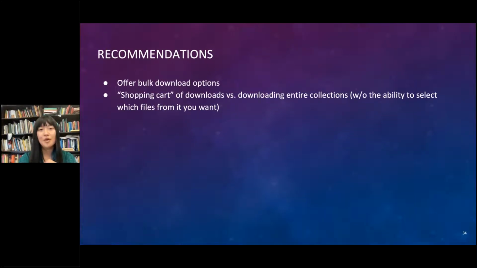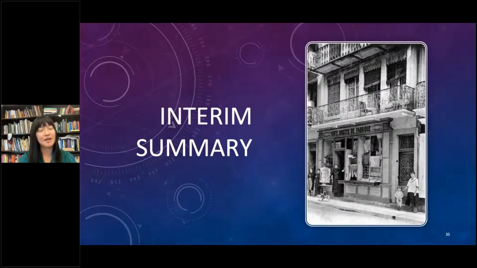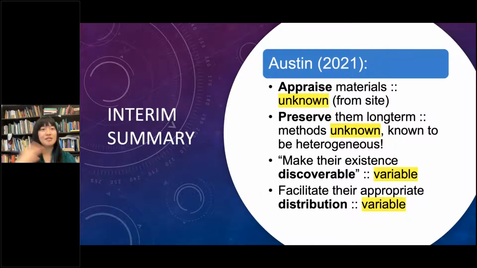So now we're moving on to the interim summary before we move on to our review of collections. As Claire was talking about earlier, we use Austin 2021's definitions of what an archive's functions should be. So now we're going to go back to see whether or not the archives that we looked at fulfill these functions. The first thing, appraising materials, is unknown from the website of the archive. Sometimes it is unknown what materials were appraised unless you individually go through and look at them. And for preserving these materials long-term, these methods were unknown.